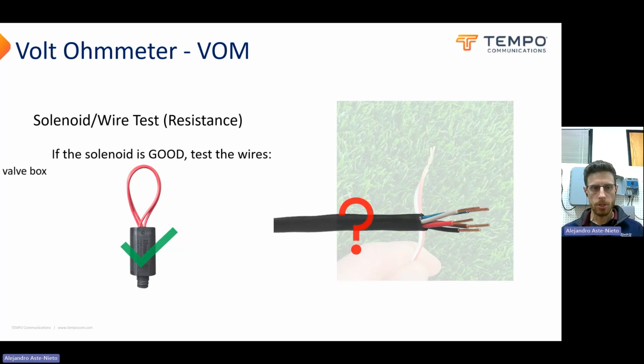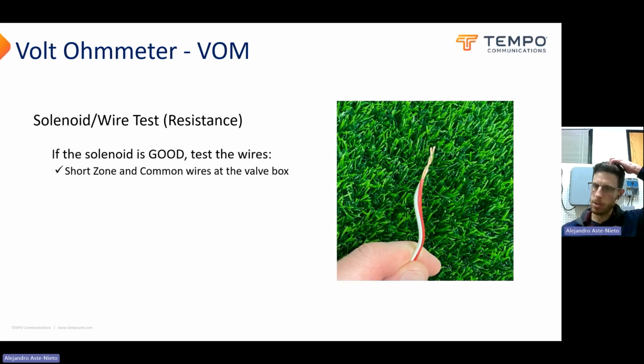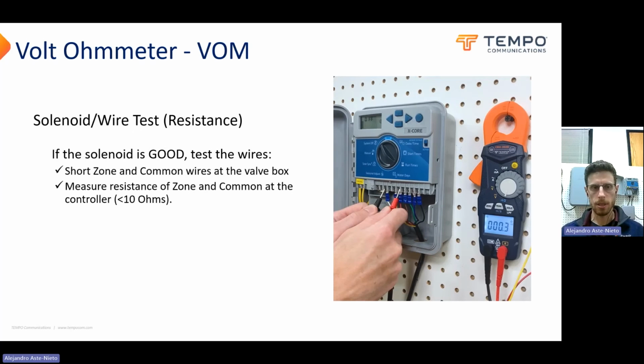So what we can do is short the zone and common wires there in the valve box, and we're taking the solenoid out of the equation. We go back to the controller, measure the resistance between those two things, and it should be less than 10 ohms. Only the resistance of the wiring itself, which isn't very much, like we said.